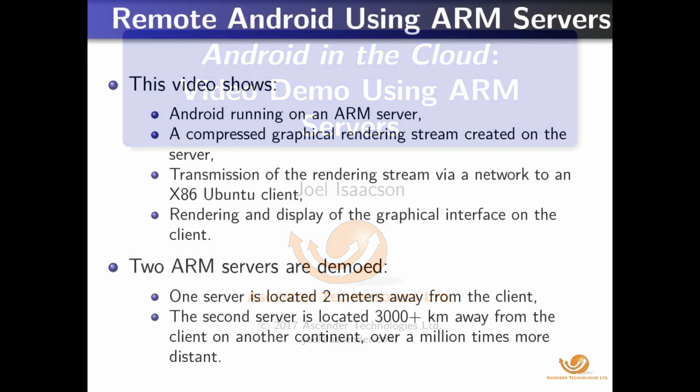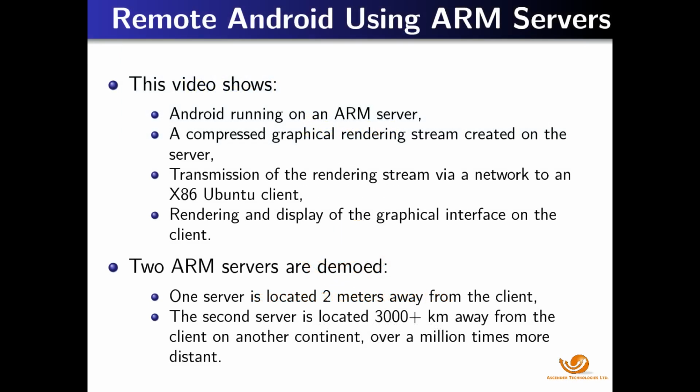This video will demonstrate two ARM servers. Each ARM server runs Android images in Linux containers. A compressed graphical rendering screen is created by the servers. The rendering stream is then transmitted via a network to an x86 Ubuntu client. The client renders and displays the graphical interface.